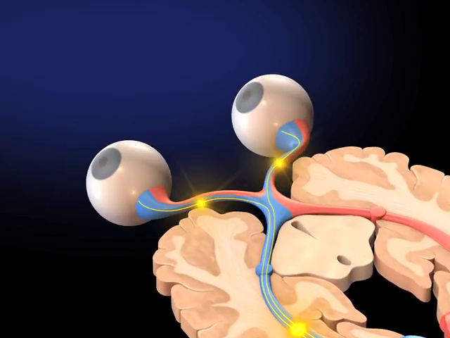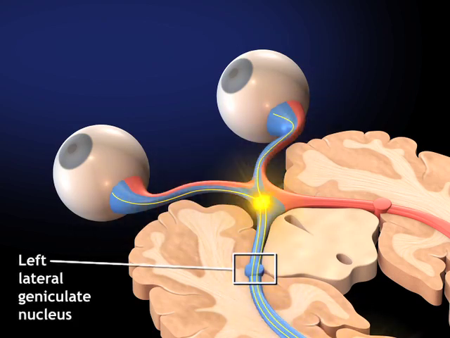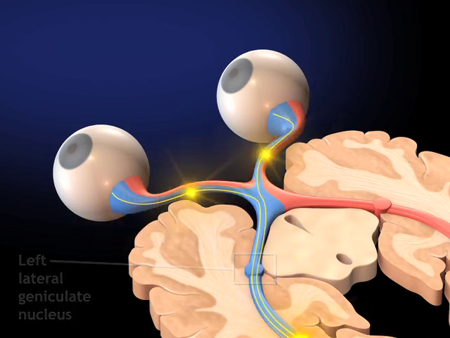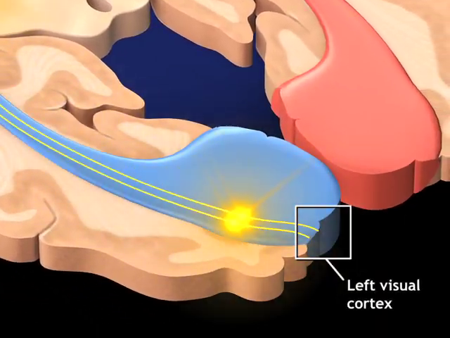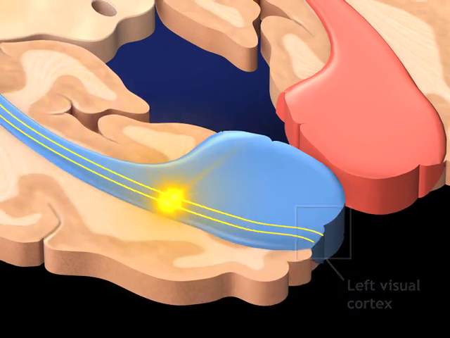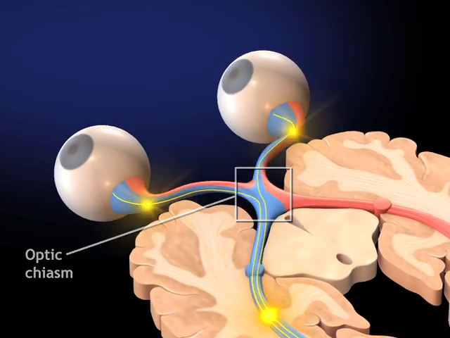All retinal ganglion cell axons stimulated by the right visual field project to the left lateral geniculate nucleus and the left visual cortex. This is because axons from the left half of the right eye cross at the optic chiasm.